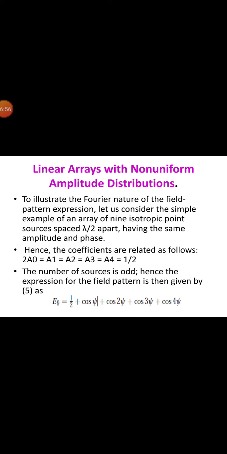To illustrate the Fourier nature of the field pattern expression, let us consider the simple example of an array of 9 isotropic point sources spaced lambda by 2 apart, having the same amplitude and phase. The coefficients can be related as 2a0 is equal to a1 is equal to a2 is equal to a3 is equal to a4, which is equal to 1 by 2. The number of sources is odd, hence the expression for the field pattern is E9 equal to 1 by 2 plus cos psi plus cos 2 psi plus cos 3 psi plus cos 4 psi.